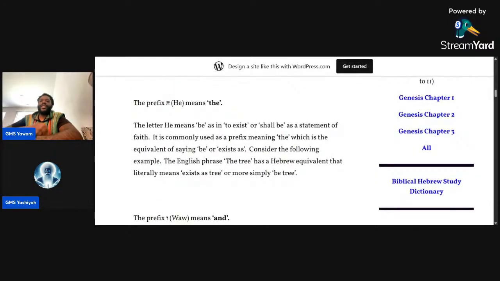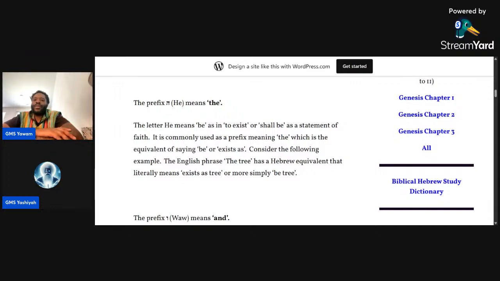Right there. So it says the prefix Ha or Hana means the. It says the letter Ha means be, as in to exist, or shall be, as a statement of faith. It is commonly used as a prefix meaning the, which is the equivalent of saying be or exist as. So in English, when we say the, something has to be existing. You'll say the phone.